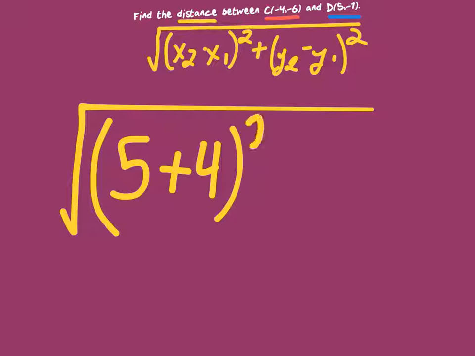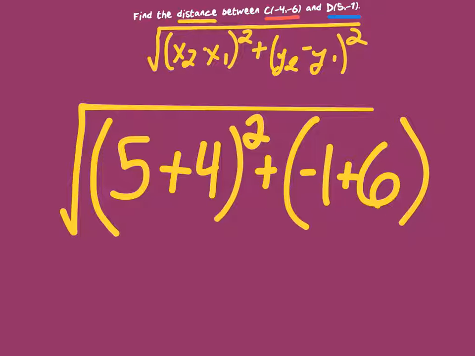Don't forget your squared. And you have to add that to y2, which is negative 1. And then we're going to minus the y1, which was negative 6. So again, because I have the negative in my formula and the number is negative, that's going to be two negatives put together, which changes it to a positive. And then we get 6. And don't forget that that is squared as well.